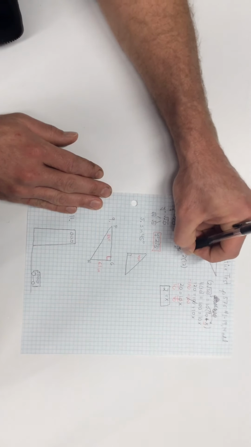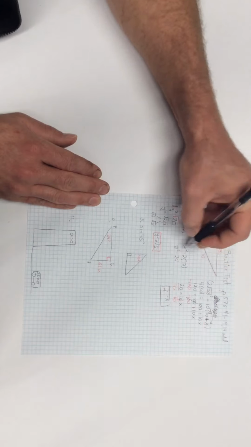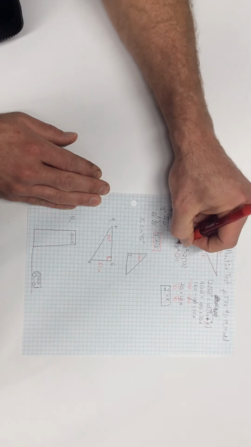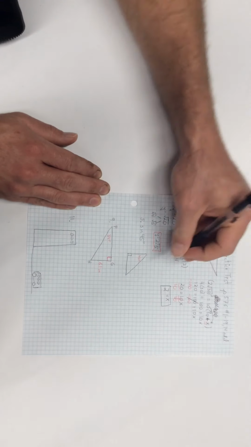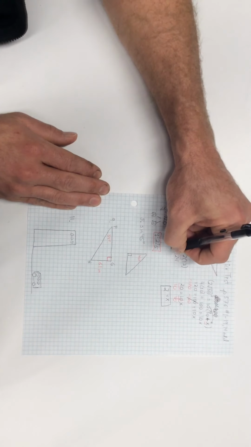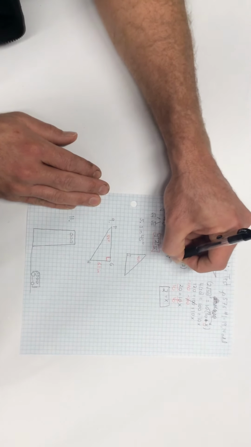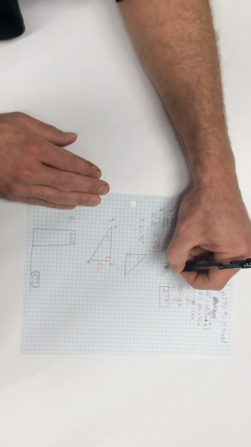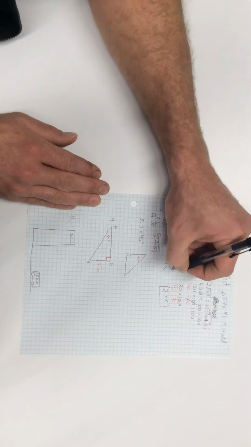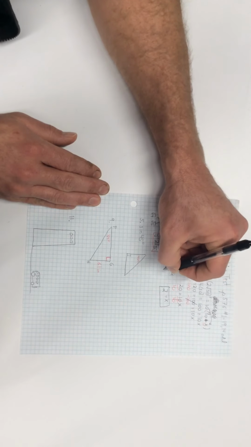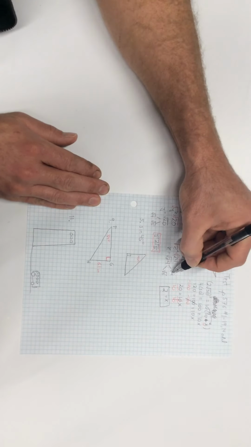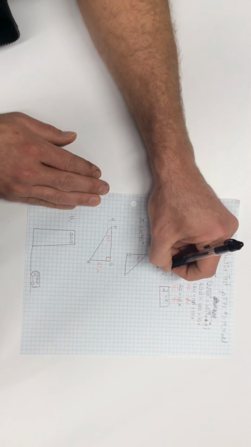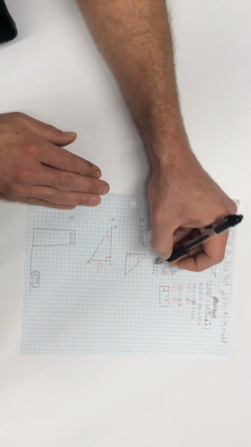So z squared is equal to 24. We're going to square root both sides. And so therefore z is equal to the square root of 24. Same process as before. What square root goes into 24? 4 again. So 4 times 6 is 24. I can square root the 4. So z is equal to 2 square root 6.